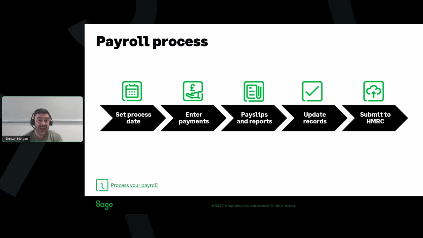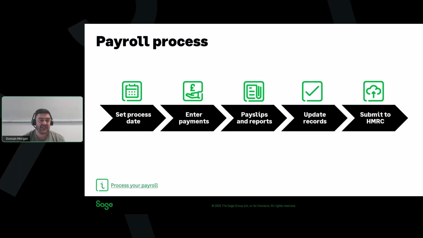We then move on to enter the payments for the current period. So it could be fixed amounts, could be hourly payments, could be additional payments such as bonuses or overtime. We'll take a look at the pay slips and pre-update reports. We would then update the records, which confirms the payroll, it finalizes it and creates a historical entry for that pay date. And then the final step we'll show you is submitting your payroll to HMRC by sending a full payment submission.